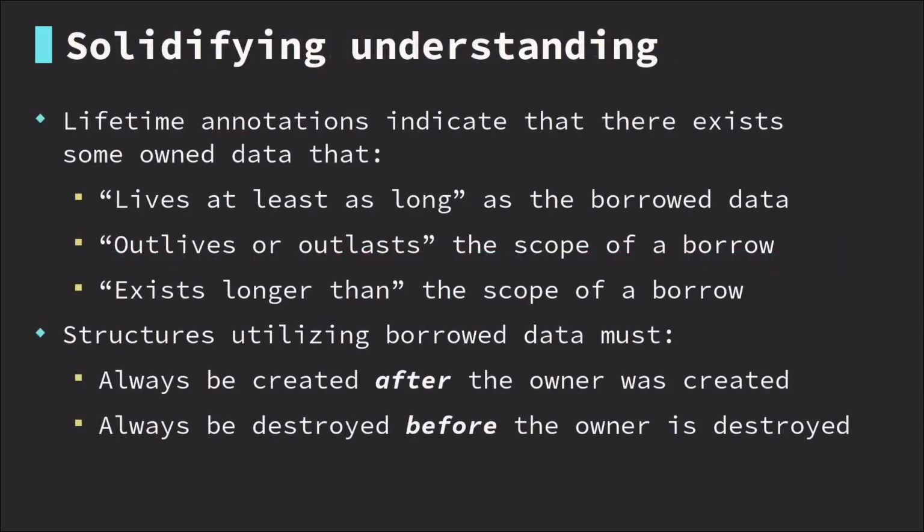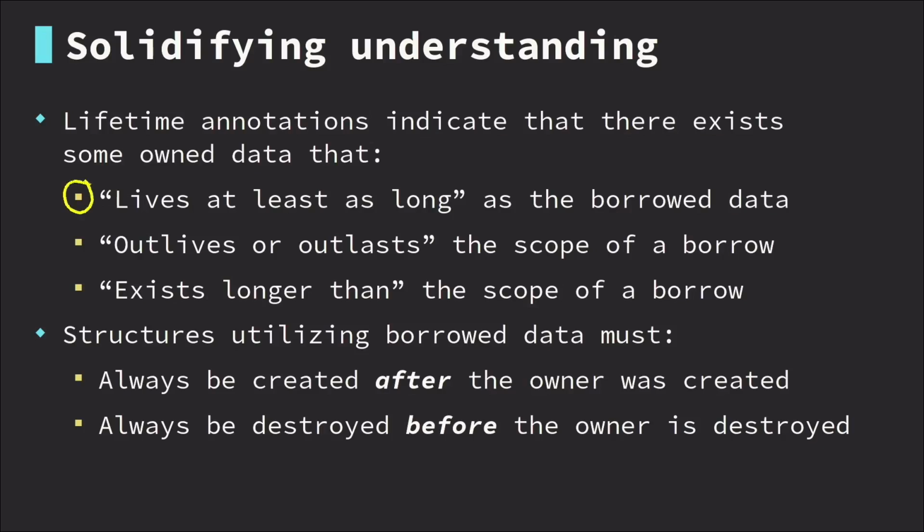Lifetimes are a difficult concept to grasp and may take multiple failed attempts at utilization until you get the hang of it. This is normal and expected, since the concept, while not new or unique in programming, is new in the way that the Rust compiler is able to enforce the idea. Here are a few phrases you can remember, which may help increase your understanding of lifetimes. Lifetime annotations indicate that there exists some owned data that lives at least as long as the borrowed data.